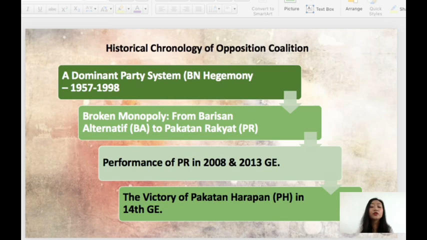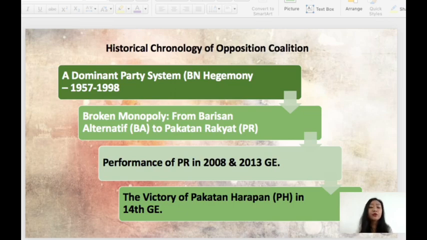Pakatan Rakyat was the coalition of opposition political parties that continued to put pressure on the Barisan Nasional during the Malaysian general elections from 2008 until 2013. The next period is the victory of Pakatan Harapan.